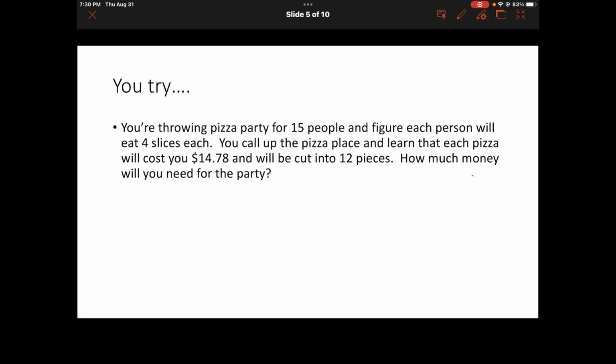Let's look at this problem, all right? So we know that we're throwing a party for 15 people. And we want to know how much money are we going to spend per party, right? That's what we want to know. So let's go ahead and write this over there. We want to know how much money per party, right? Okay, so let's look at that.